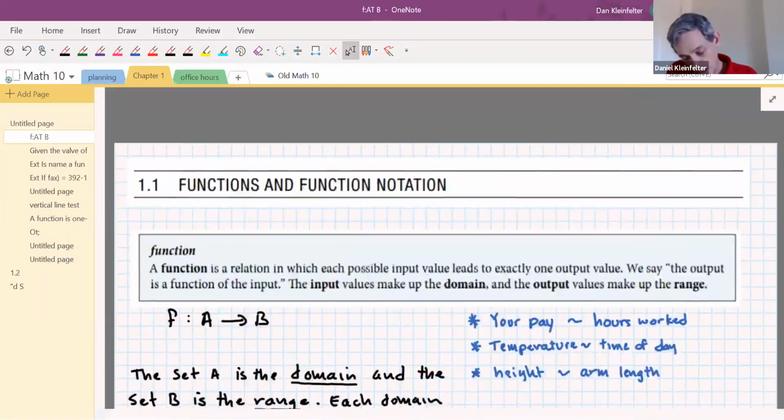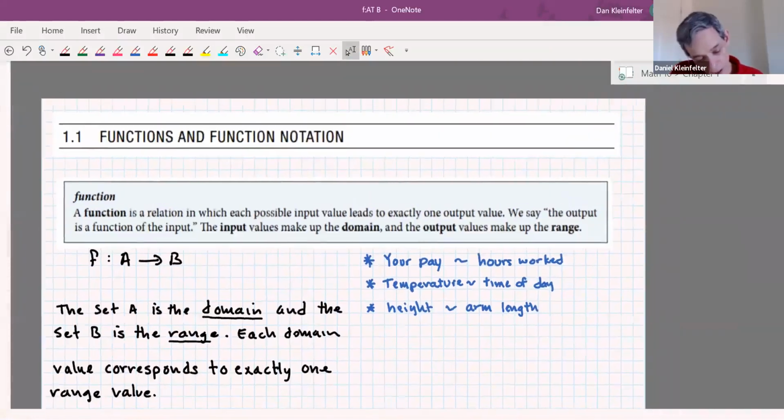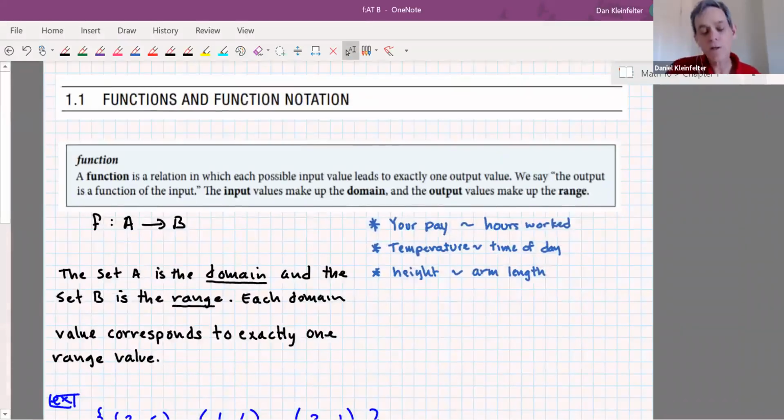Okay, so section 1.1 is about functions and function notation. So the first thing to do is to define a function. A function is a relation or rule in which each input value is associated to, or leads to, exactly one output value. We say the output is a function of the input. The input values make up a set of numbers or set of things called the domain, and the outputs make up a set of things called the range.